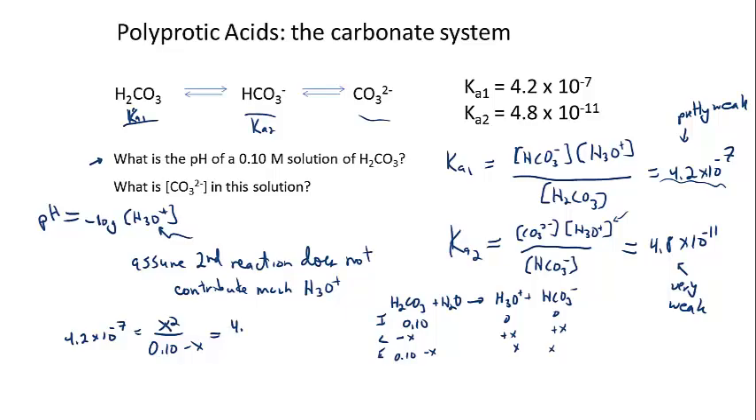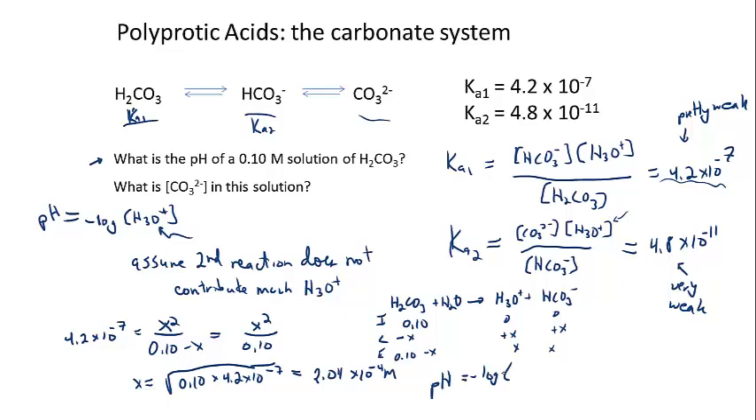So that equals x squared over 0.10. Therefore, x is equal to the square root of 0.10 times 4.2 times 10 to the minus 7. I'll take the square root of that, and it comes out to 2.04 times 10 to the minus 4 molar. And therefore the pH equals minus the log of 2.04 times 10 to the minus 4, which equals 3.69.